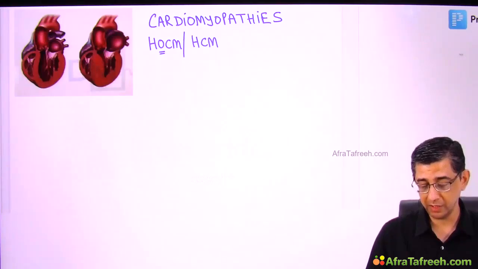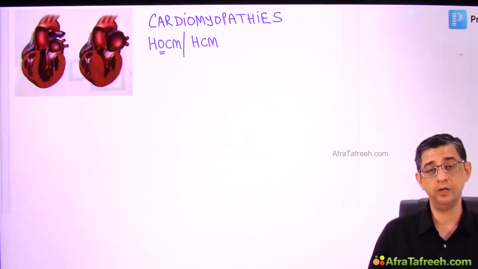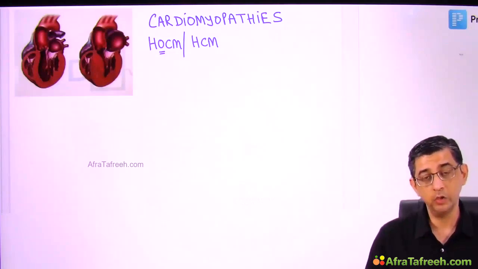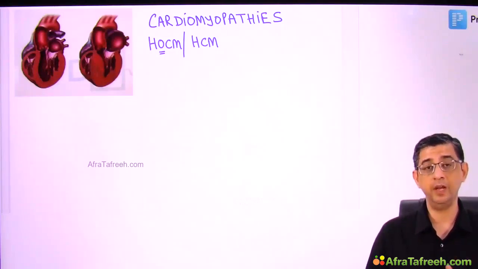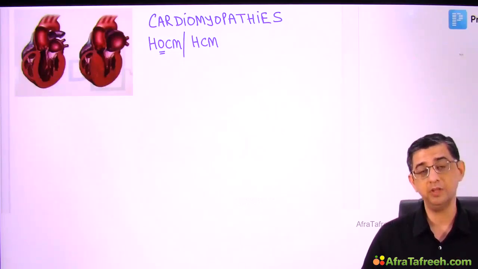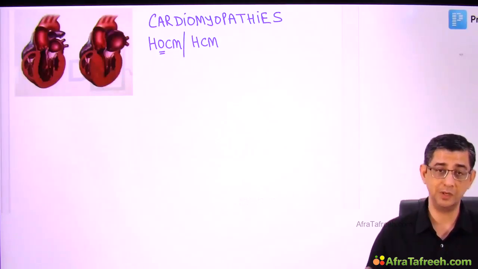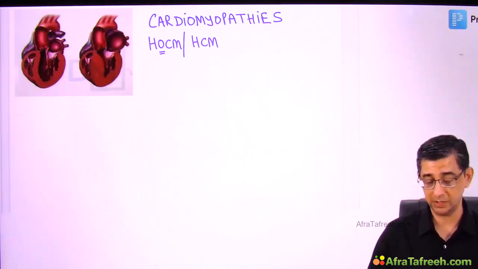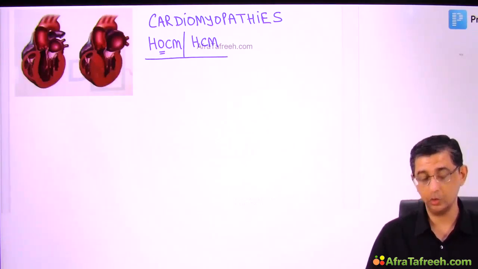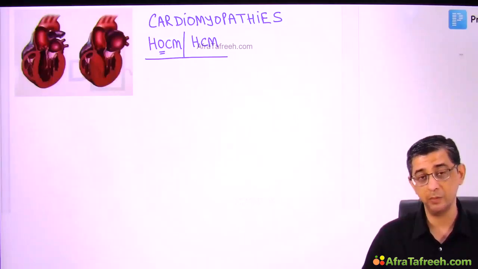HOCM would signify a dynamic left ventricular outflow tract obstruction. I'll explain to you in a while what I mean by dynamic left ventricular outflow tract obstruction, but at the moment I want you to remember that 70% of cases have obstruction present, and the remaining 30% do not have any obstruction present. So we are mainly going to focus on the obstructive component of the disease as we progress.